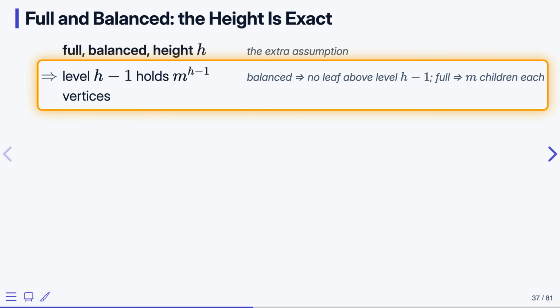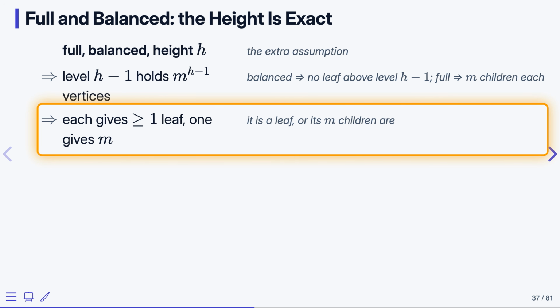Row by row, the tree is therefore complete down to level h-1, and that level holds m to the power h-1 dots. Line 3. Look at those dots one at a time. Each one is either a leaf itself, which gives one leaf, or it is internal, and then its m children sit at level h and are all leaves. At least one of them must be internal. Otherwise, the tree would stop at level h-1, and the height would not be h.